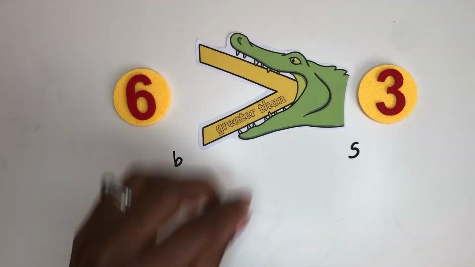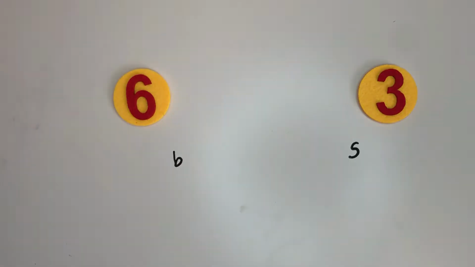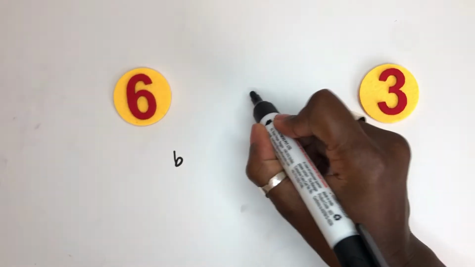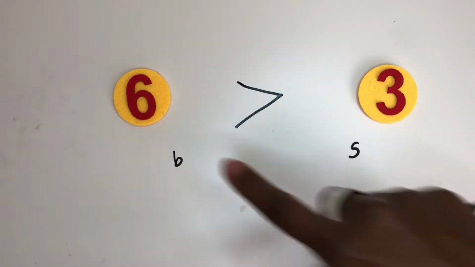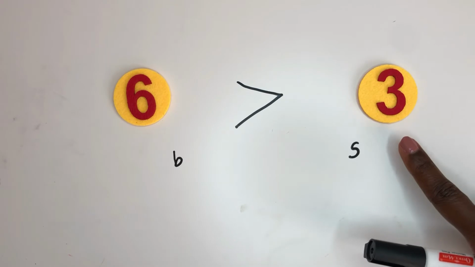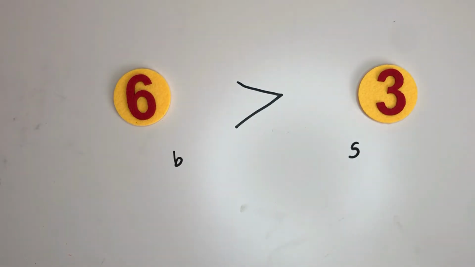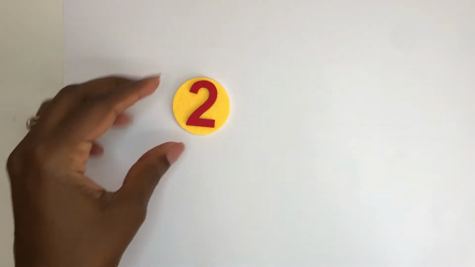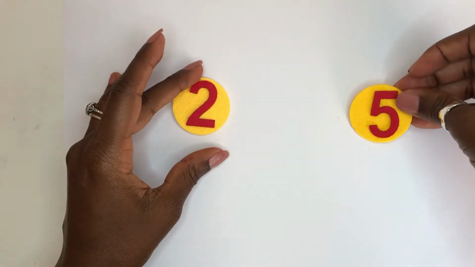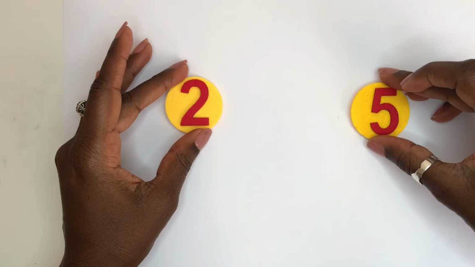But if I'm feeling more comfortable, I can remove that. And as a mathematician, I would just use my sign. So that will be the sign. 6 is greater than 3. And we've compared those two numbers. Okay, so remember, we're practicing to use the language itself, greater than and less than.